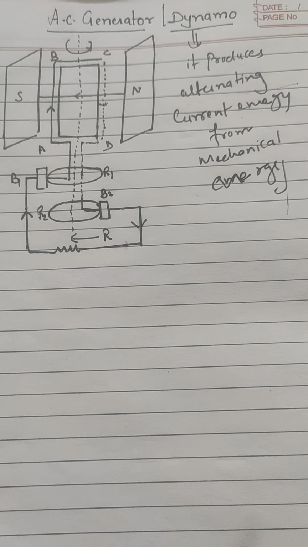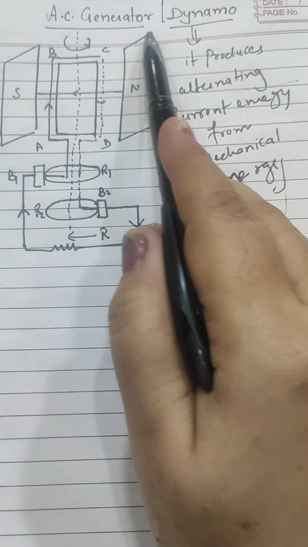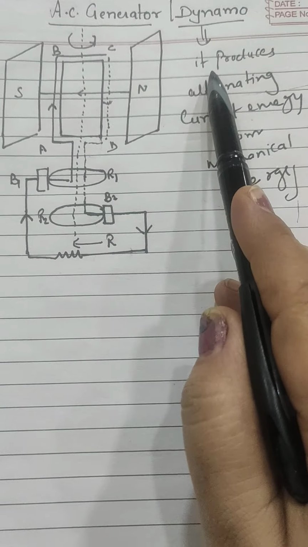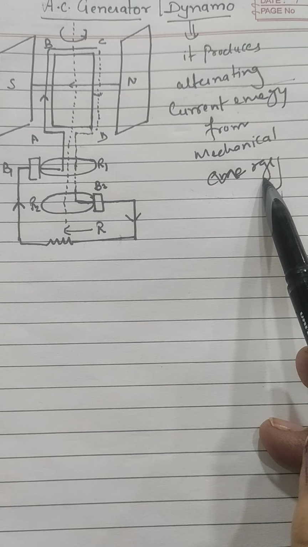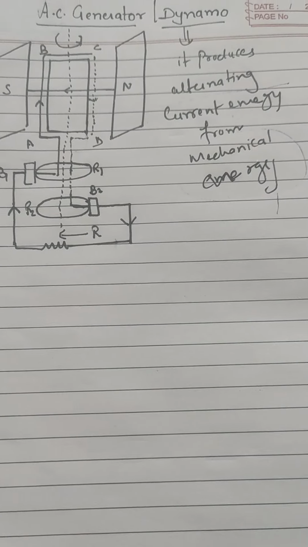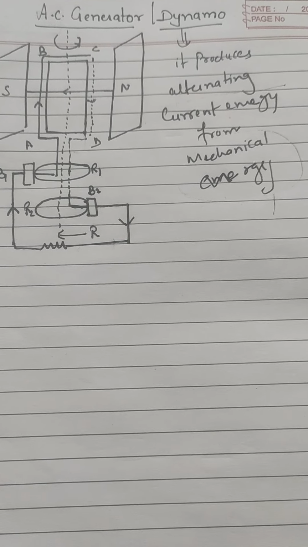AC generator or dynamo is a device which produces alternating current energy from mechanical energy. Now let us understand this definition. Here the word mechanical energy is being used. So how are you using mechanical energy?